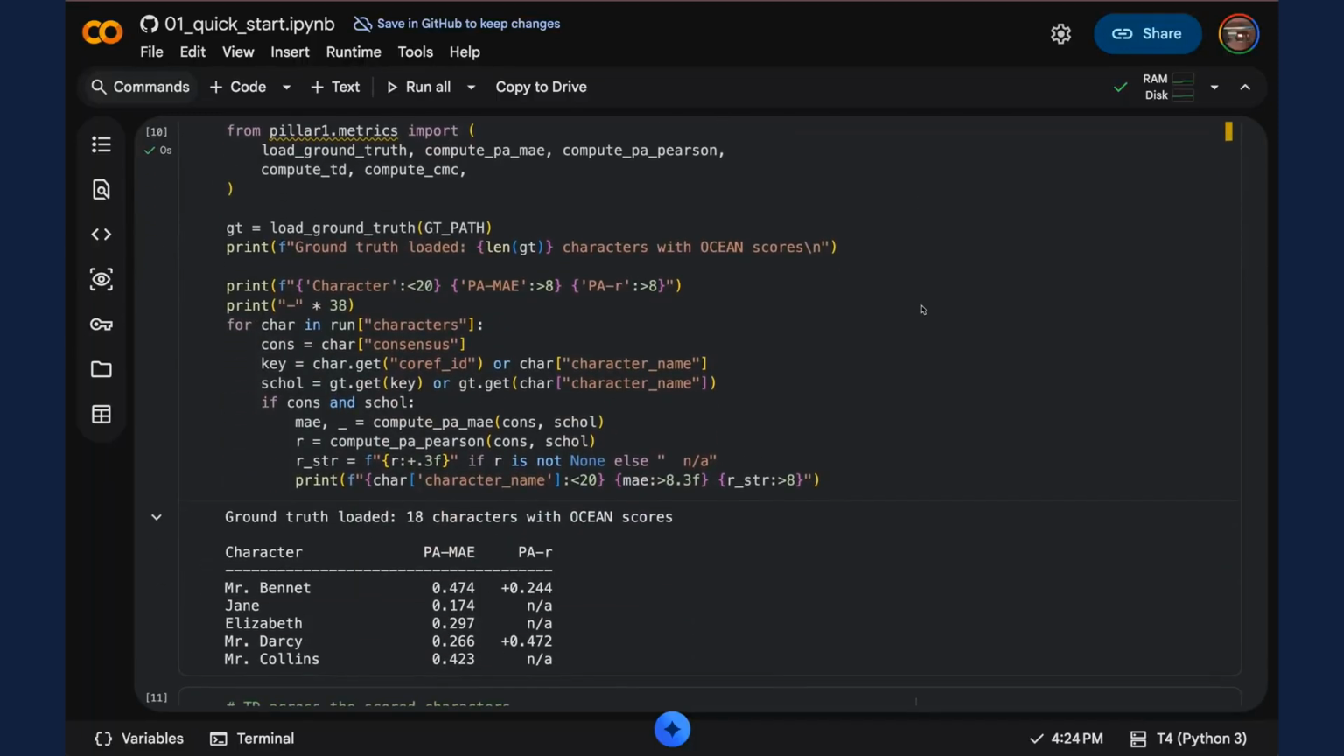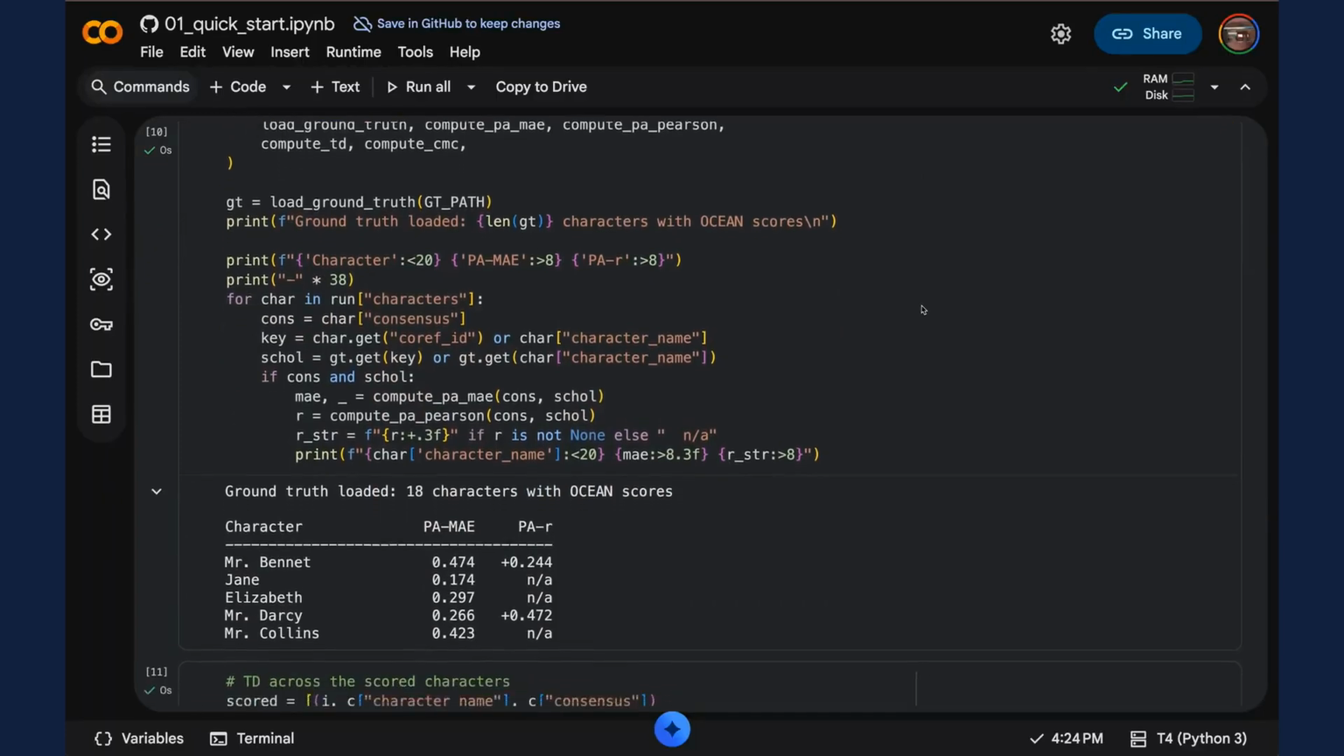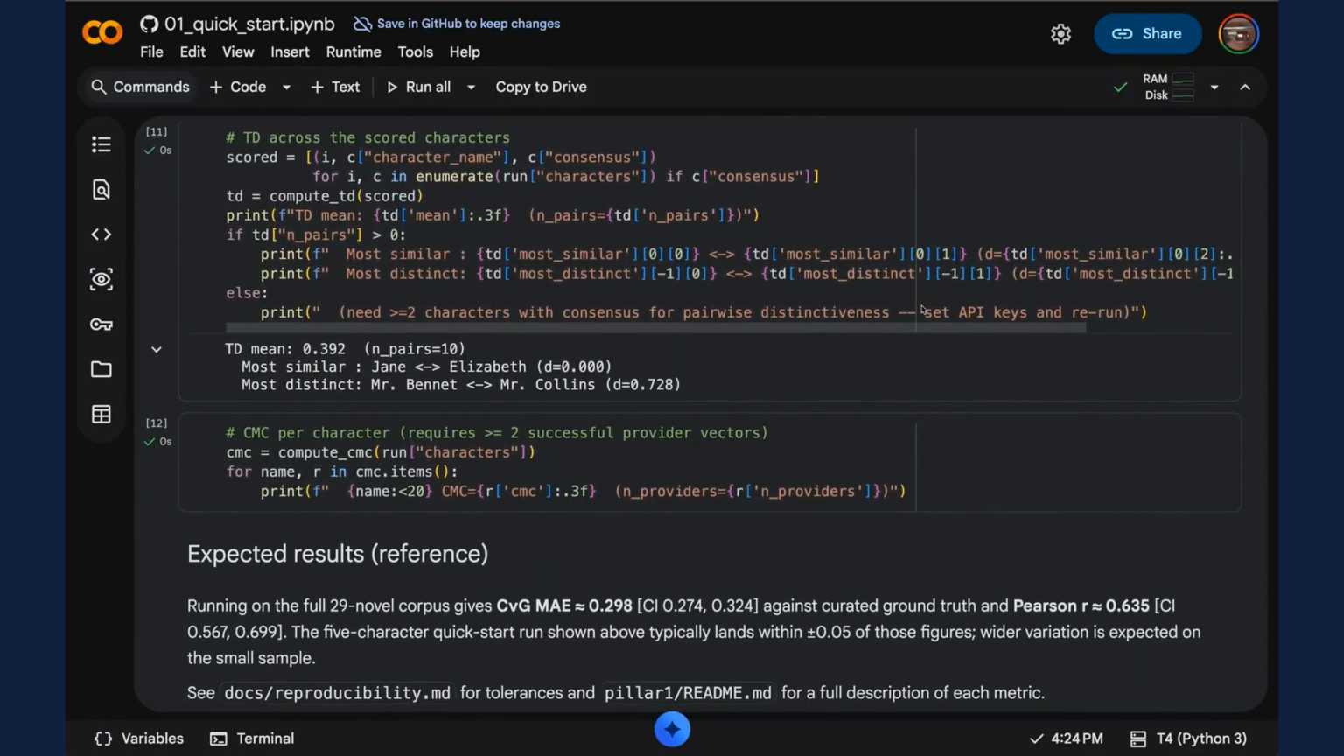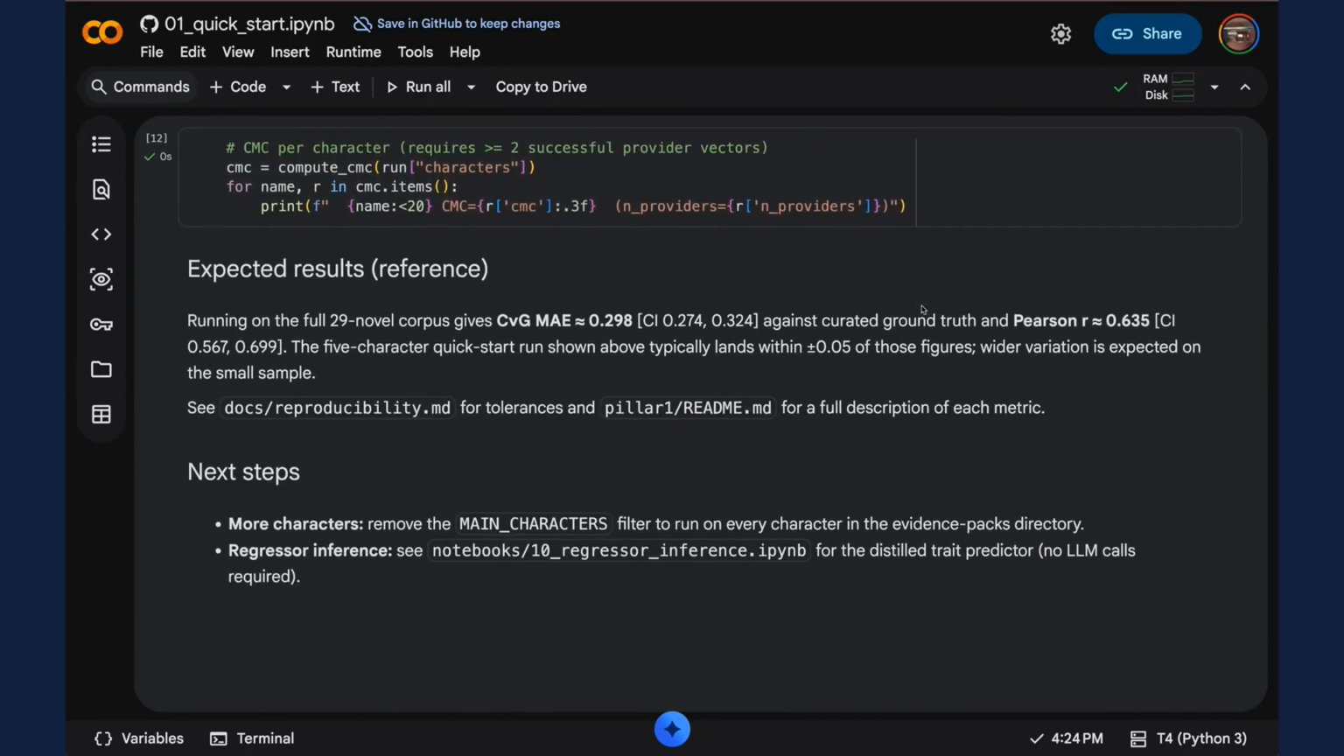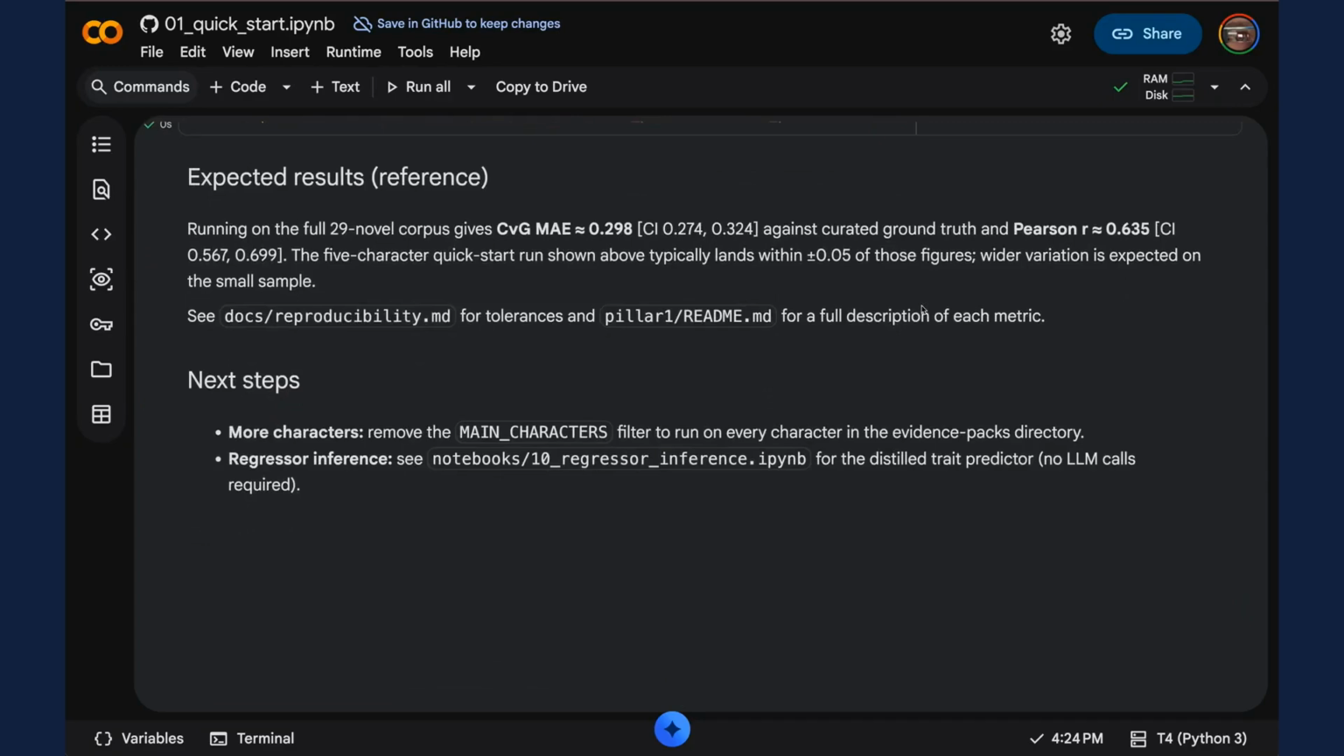And here is the result table. 18 ground truth characters loaded, 5 scored. This particular run used the free open weight fallback, which is deliberately rough, a demo of the plumbing, not the paper's method. With provider keys, you get the paper's multi-provider consensus, M4, and the headline numbers come from notebooks 3 and 9, which run at $0 from cached artifacts.